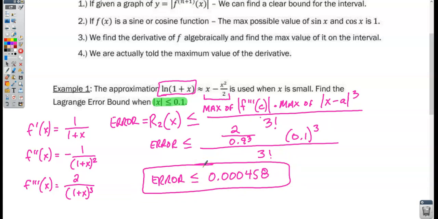All right, I took a lot of time going through the facets of this first example. I'm going to go a little quicker in the future examples. We're going to call it quits for this video, and we'll come back and do a second video where we do more examples related to the Lagrange error bound.